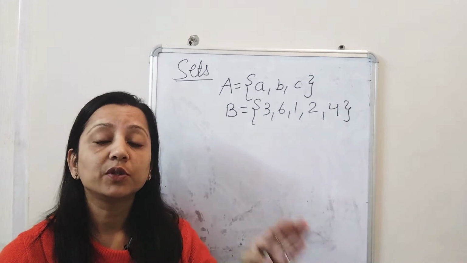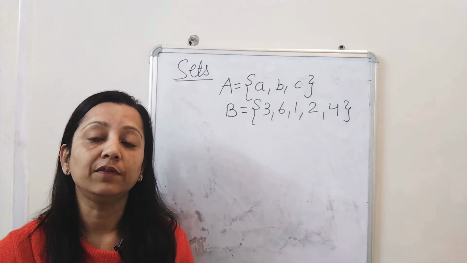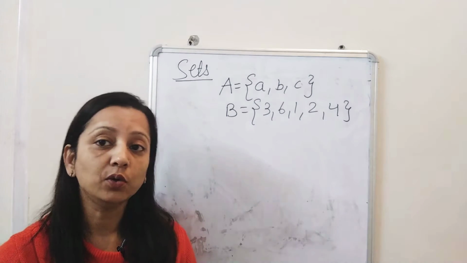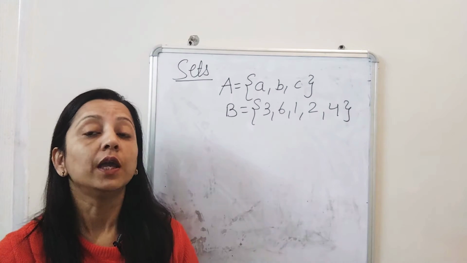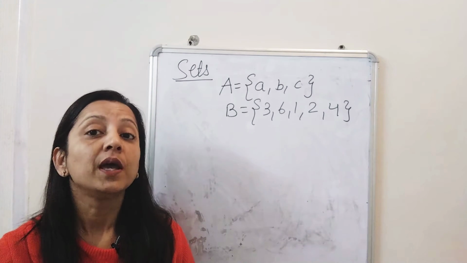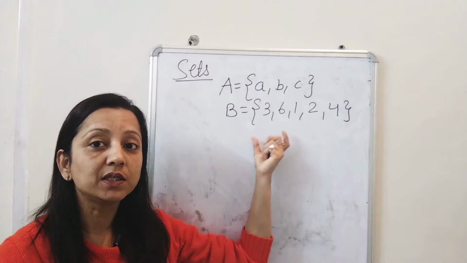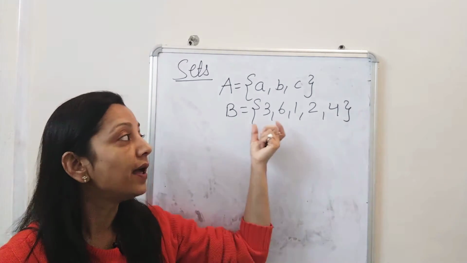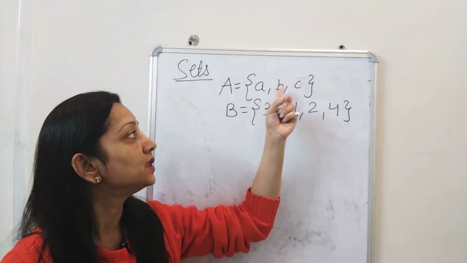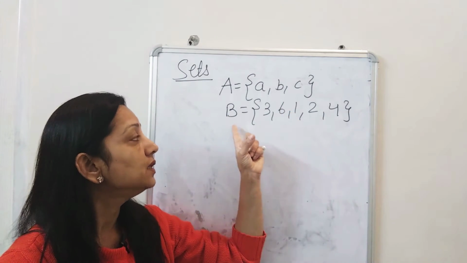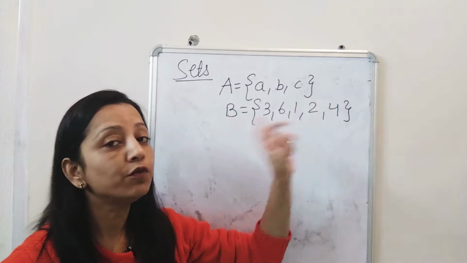So the basic purpose of having sets is that we can organize objects collectively which are logically related to each other. The basic purpose is to organize them into a group or collect them into a group when they are logically related to each other. So how do we do the grouping in discrete mathematics or in mathematics? That is with the help of sets. So A is a set of 3 distinct elements a, b, c, and B is a set of 5 distinct elements 3, 6, 1, 2, 4.